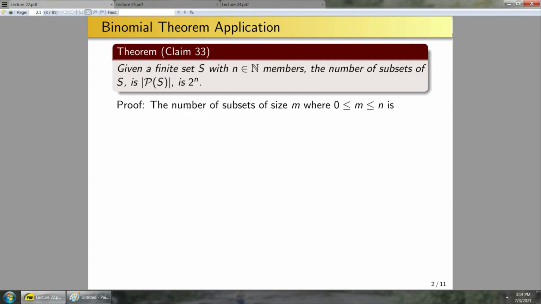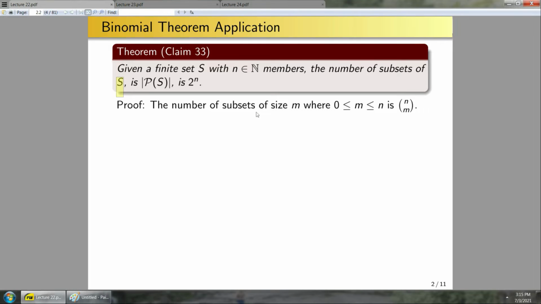Well, for the proof, the number of subsets of size m, where m is between 0 and n, what would that be? Well, if S has n elements, and I want to pick m distinct elements from S, how many ways are there to do that? Well, just by definition, that's going to be this binomial coefficient here. So this quantity here tells me the number of subsets of size m, so how could I compute the number of total subsets of S?